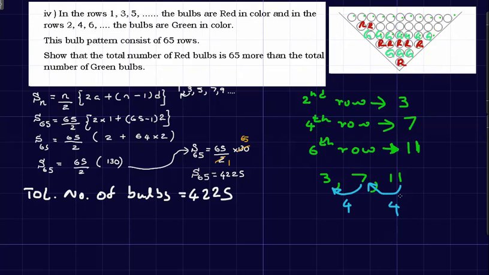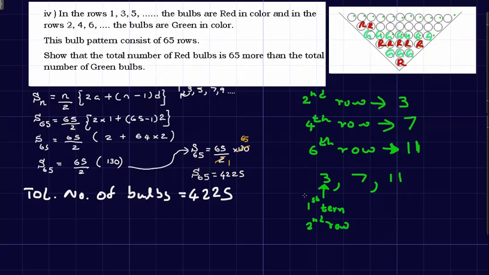All right. So what's 3 here? Now remember, this is not the arithmetic progression we had earlier for all the bulbs. This is a new arithmetic progression for the green bulbs. 3 is the first term of this progression, and it is the number of bulbs in the second row.